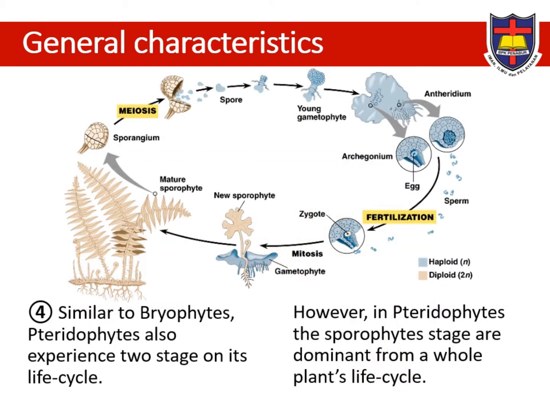Similar to bryophytes, pteridophytes also experience two stages in their life cycle. The first one is sporophyte stage, and the second one is gametophyte stage. However, in pteridophytes, the sporophyte stage is dominant in the whole plant's life cycle. Meanwhile, in bryophytes, the gametophyte stage is the dominant one in their life cycle.